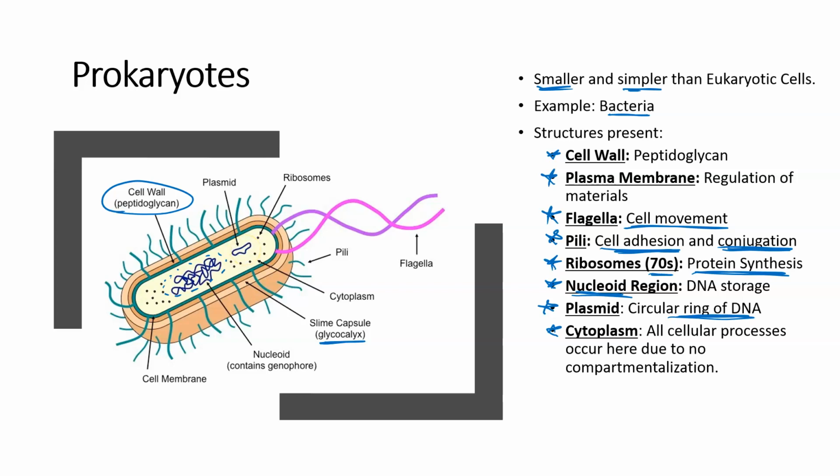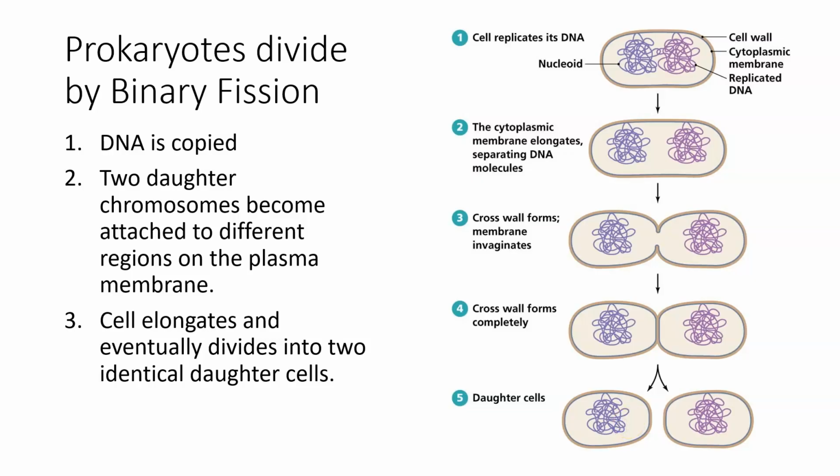So it's kind of the jelly-like substance that fills the membrane to give the bacterial cell substance, right? So we've got cell wall, plasma membrane, flagella, pili, ribosomes, nucleoid region, plasmid, and cytoplasm. All are structures present within prokaryotic cells. Prokaryotic cells are going to divide by binary fission.